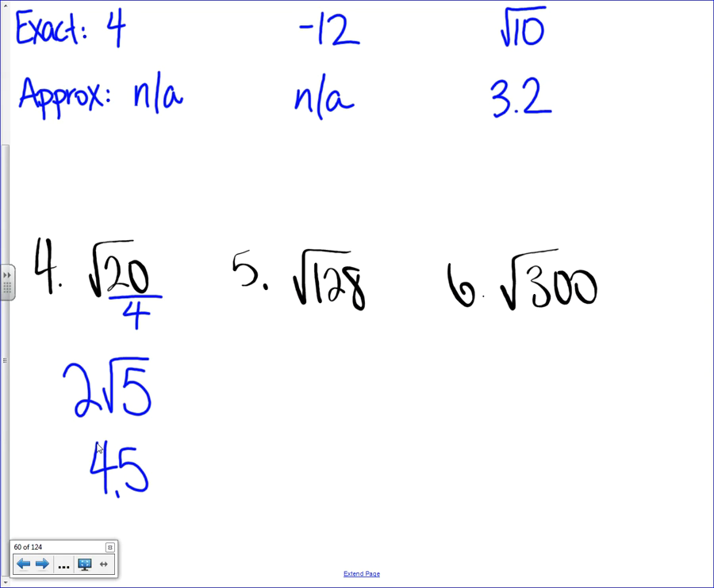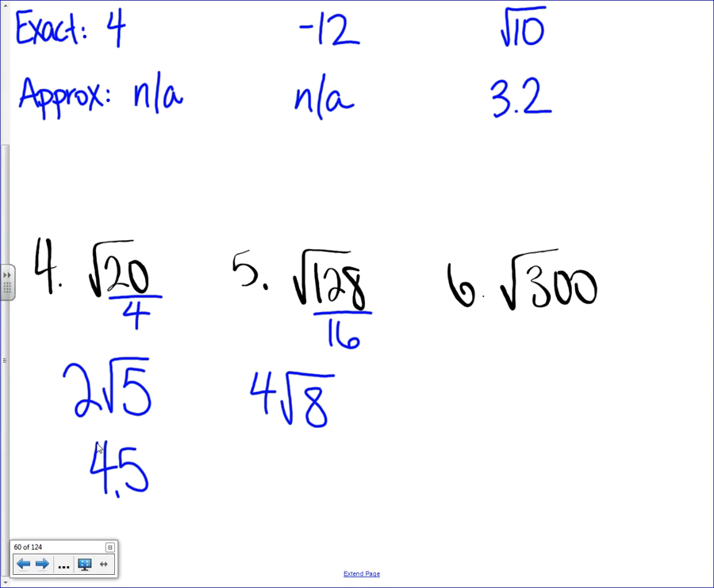How about the square root of 128? Is that perfect? It is not. So I need a perfect square that will come out of 128. 16 will come out. What does 16 come out as? Square root of 16 is 4. Is everybody in agreement with that? Now, what is 128 divided by 16? It's 8. But here's the thing. Isn't there another perfect square that can come out of 8? What perfect square can also come out of 8? 4.